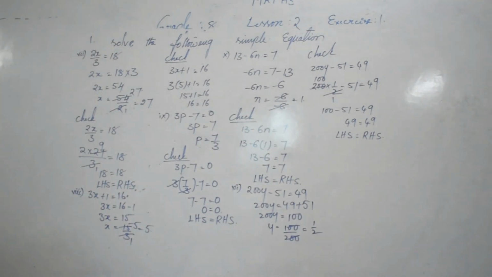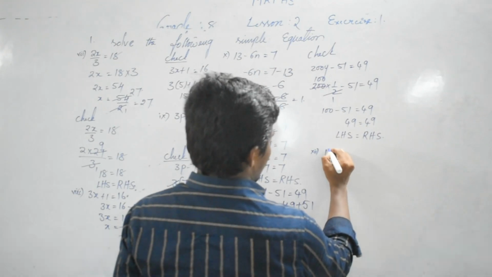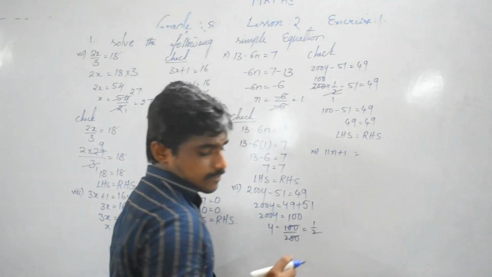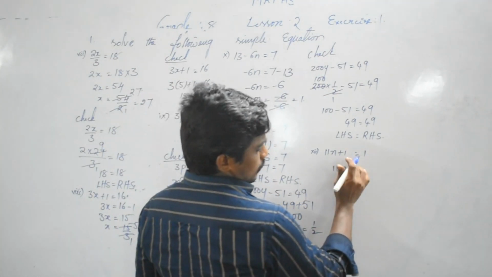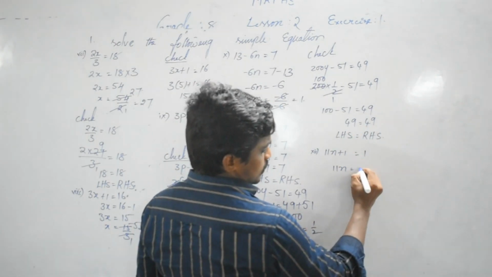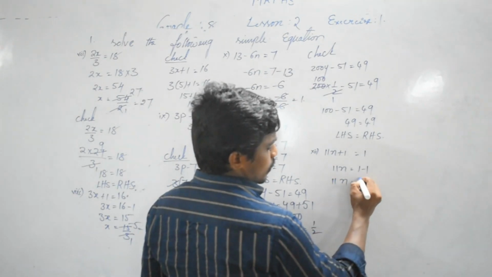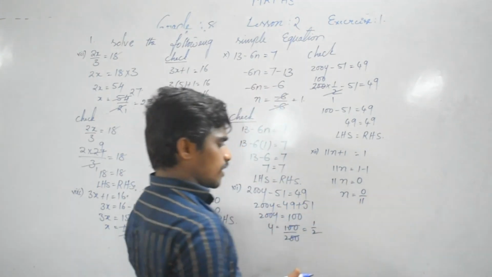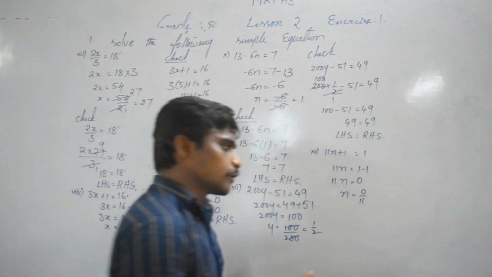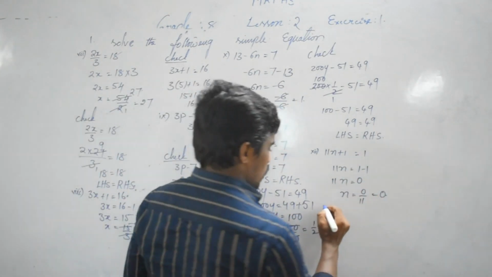Next, 12th problem. 11n plus 1 is equal to 1. So here 11n, 1 moving to RHS, 1 minus 1. 11n equal to 0, n equal to 0 by 11. What is the 0 by 11 value? 0. So now n value is 0.